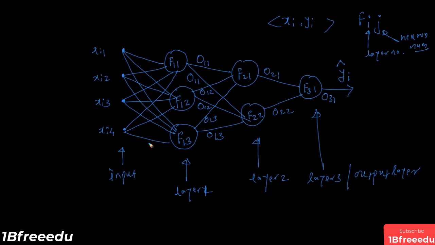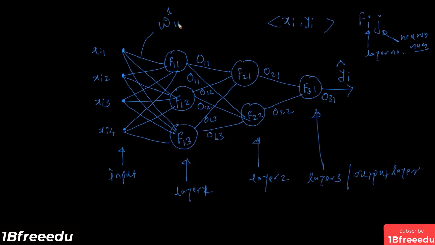Every edge has a weight. Weight here can be represented like this: W. Here we write the superscript as the layer in which this weight is going. So this weight is going in layer 1, that's why I can write this as W superscript 1, and then from where it is going, from 1 to 1. So that's why this is W1 1.